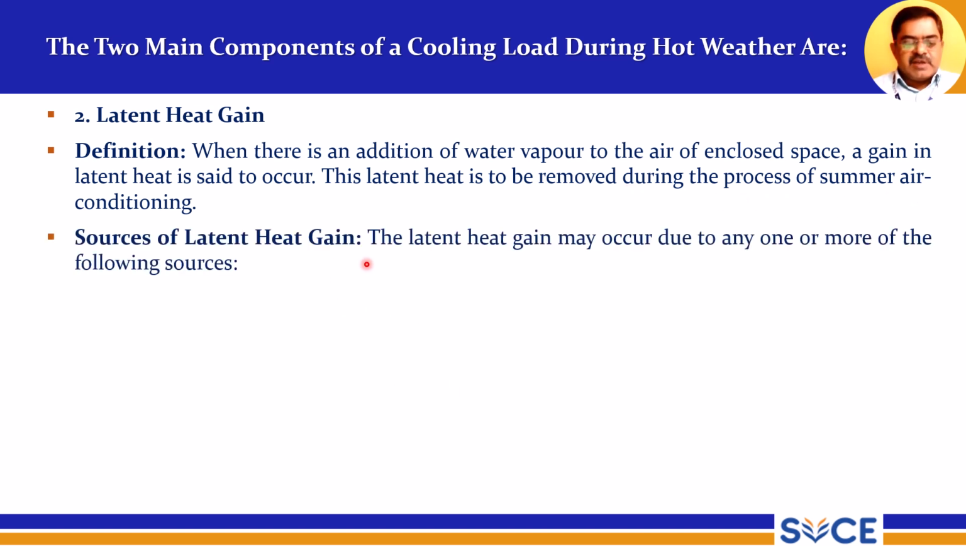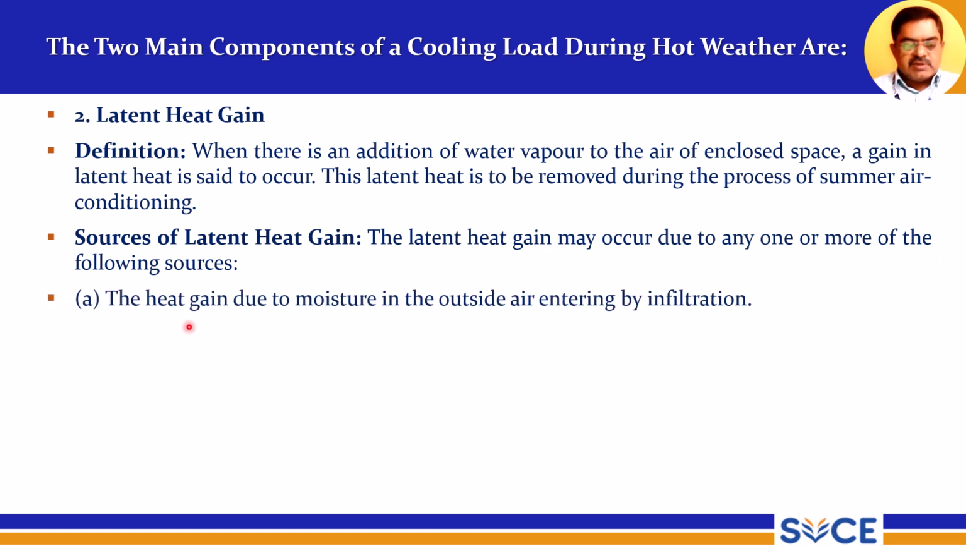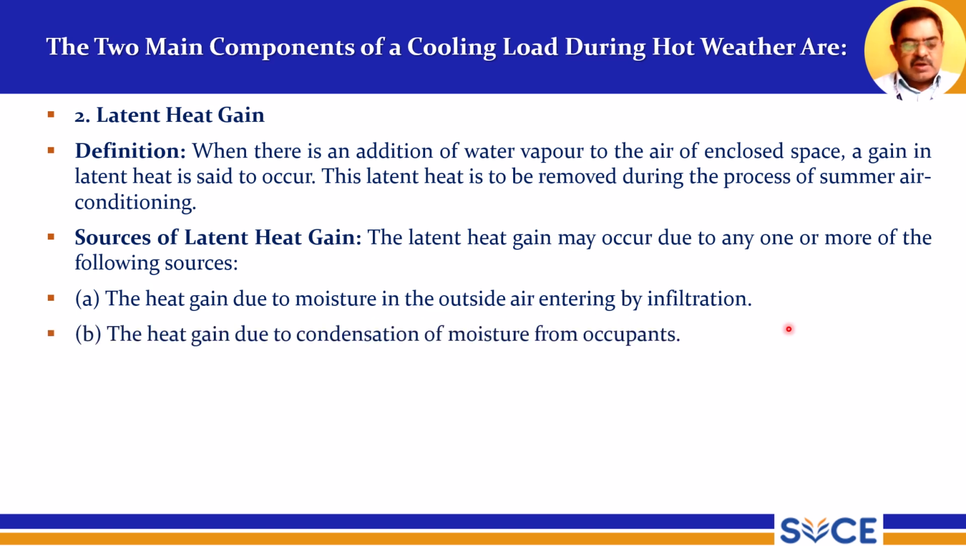Sources of latent heat: like sensible heat, the latent heat gain may occur due to any one or more of the following sources. One is the heat gain due to moisture in the outside air entering by infiltration, and the other is the heat gain due to condensation of moisture from occupants. Even condensation, in terms of sweat or some other way, adds heat gain in the room.